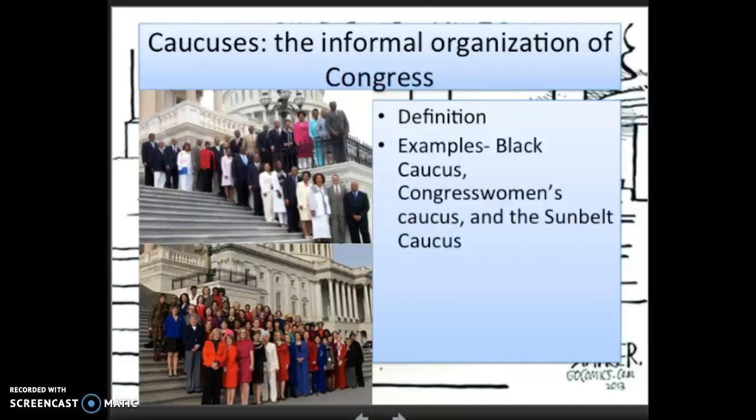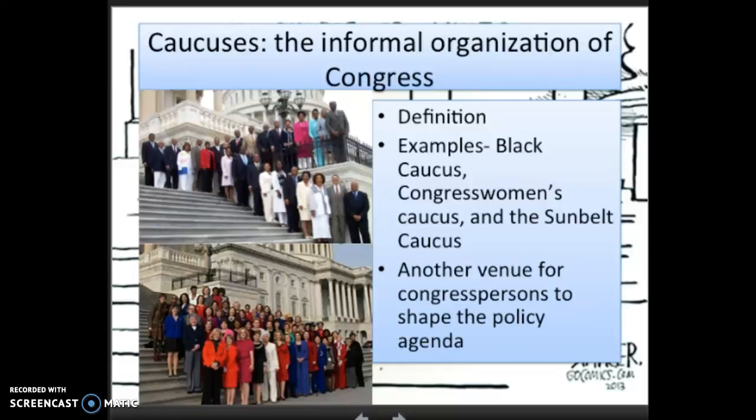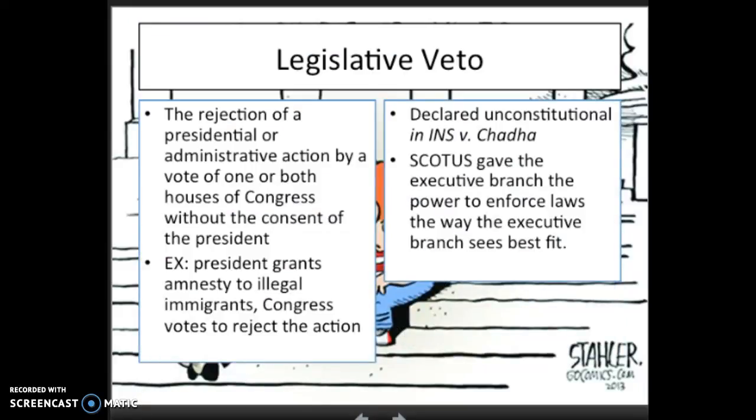So examples of some caucuses would be the Congressional Black Caucus, the Congressional Women's Caucus, the Sun Belt Caucus, the Progressive Caucus, the Tea Party Caucus. So just kind of like clubs. And it's just another outlet that Congress members can use to try to shape the policy agenda without necessarily relying on committee work or relying on interest groups. All right, to wrap it up, the last thing I want to talk about is the legislative veto.